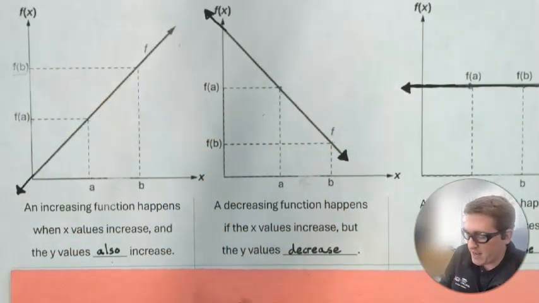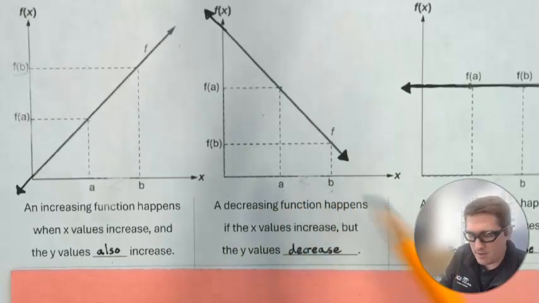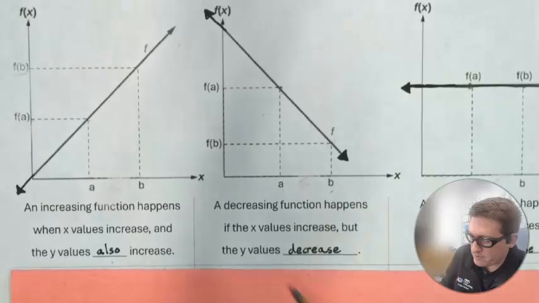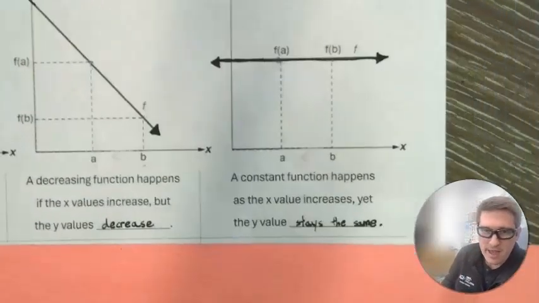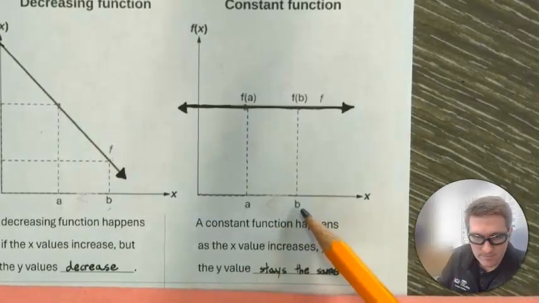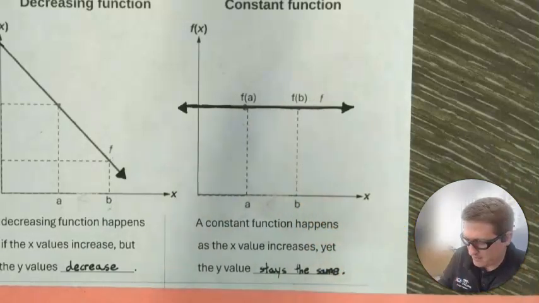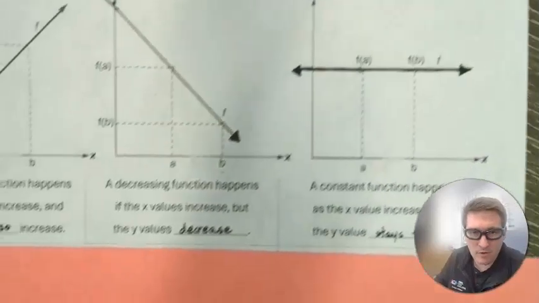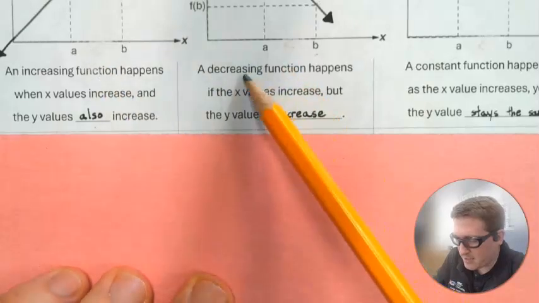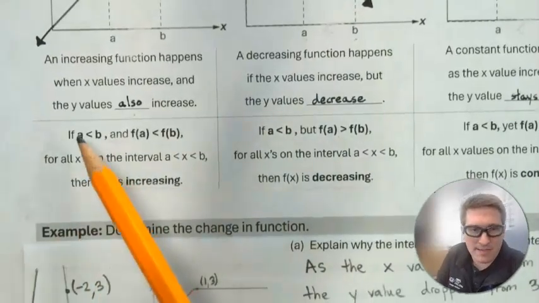A decreasing function happens when you increase the x value, meaning you're still going from left to right, and my y value drops from a higher number to a lower number. So that's what a decreasing function is. And of course, a constant function is when I increase my x value from A to B, my y value never changes. It just stays the same. Those 3 statements explain what an increasing function, a decreasing function, and a constant function are. Now let's go over what this means in fancy language.